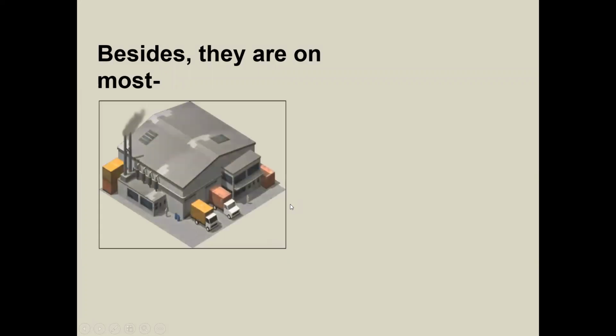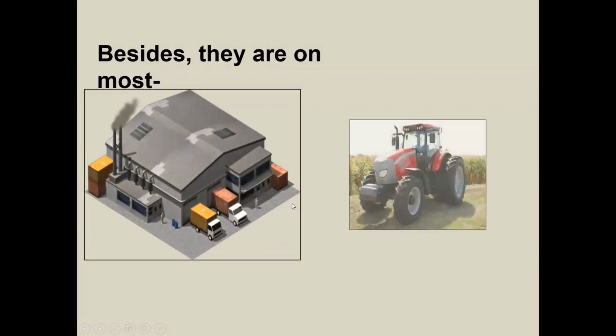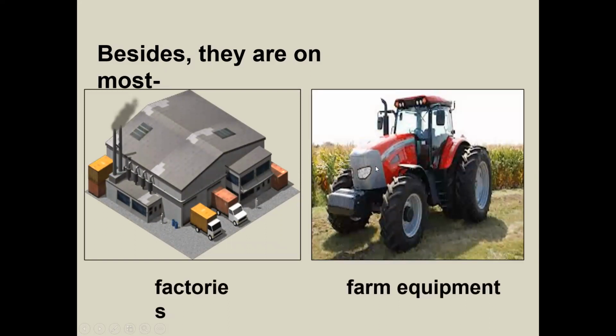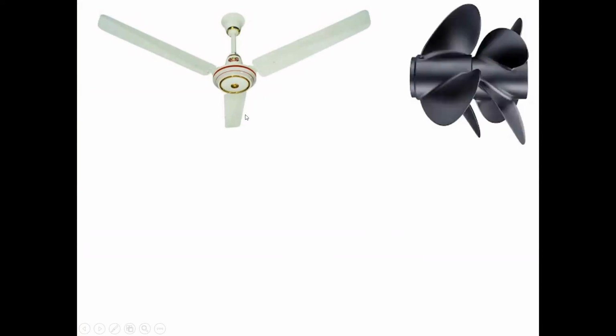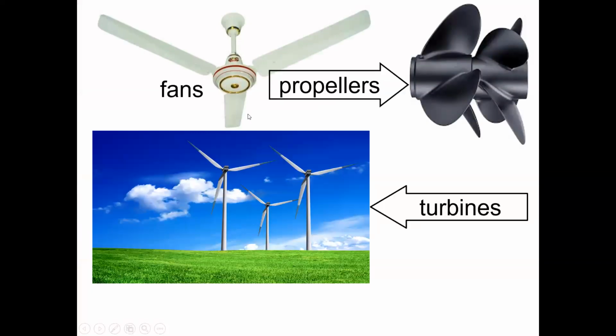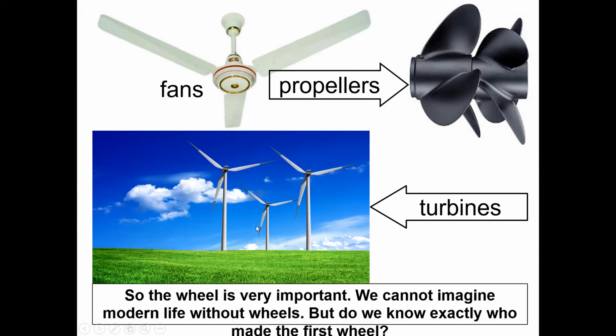Besides, they are on most mills and factories and farm equipments. It is farm equipments. For farming, this machine, this equipment is used. You also see wheels in factories and farm equipments. So, this is very common object to you. Fan, propellers, turbines. We see wheels, here fans, propellers, and turbines.